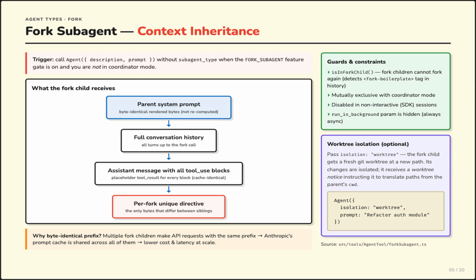The fork subagent is worth understanding in detail. When you call agent without a subagent type and the fork gate is on, the child gets the parent's full conversation, system prompt, all message history, and the current assistant turn, with only one thing different: a unique directive appended at the end. The key design insight is prompt cache sharing. Because all fork siblings get byte-identical prefixes, they all hit the same Anthropic API cache bucket. Only the final directive bytes differ, so the cache hit rate stays high even with many parallel forks.